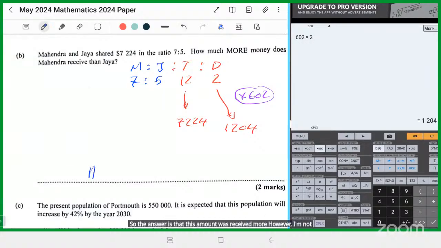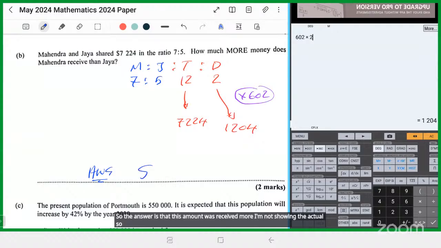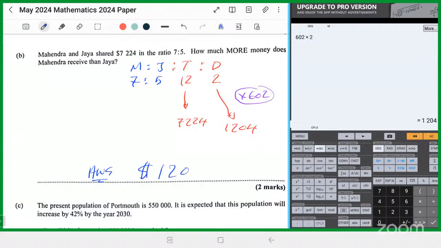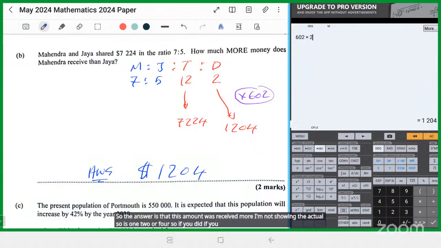We're now showing the actual. So the answer is 1204. So if you did the other way, this should be your answer. You all got that? All right. So if you did the other way and got that same answer, no problem.